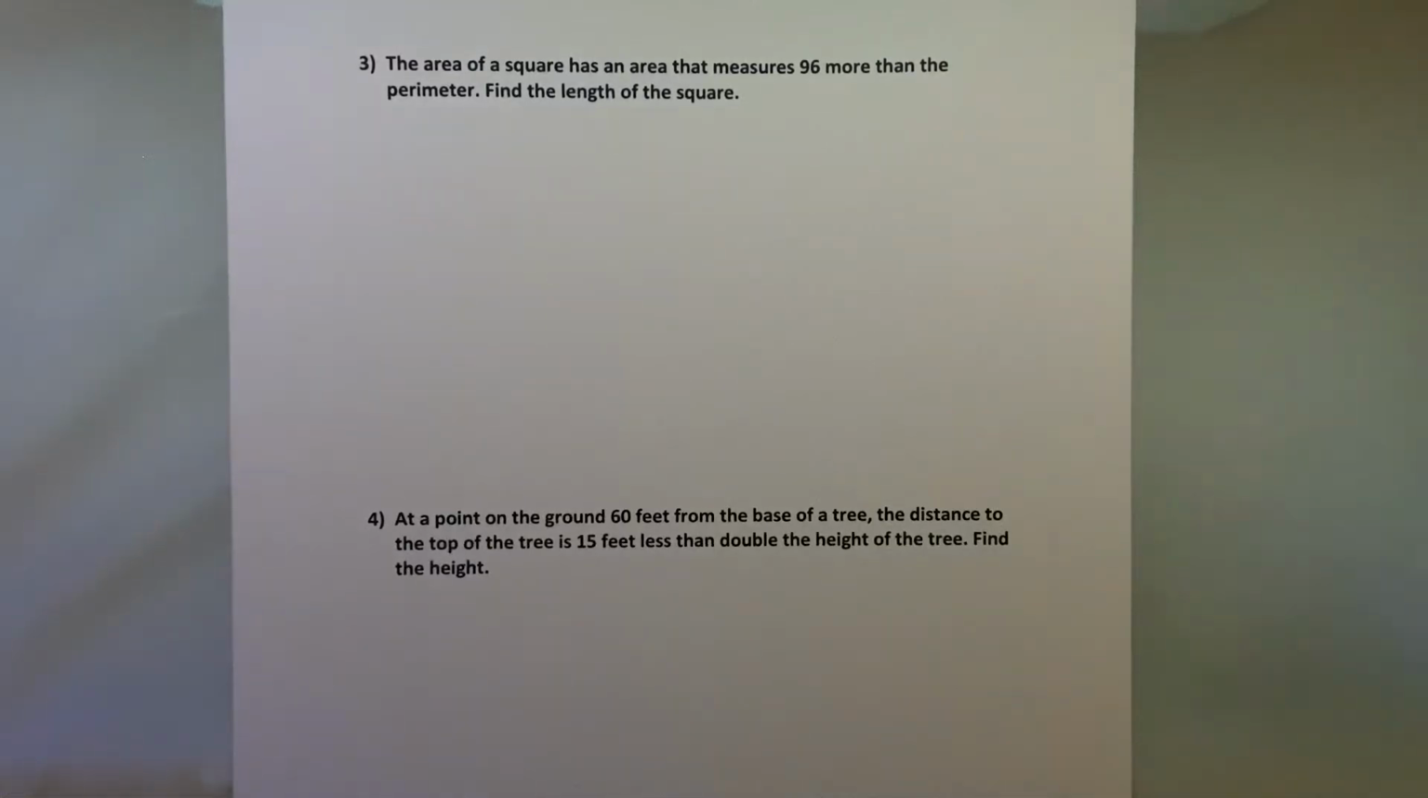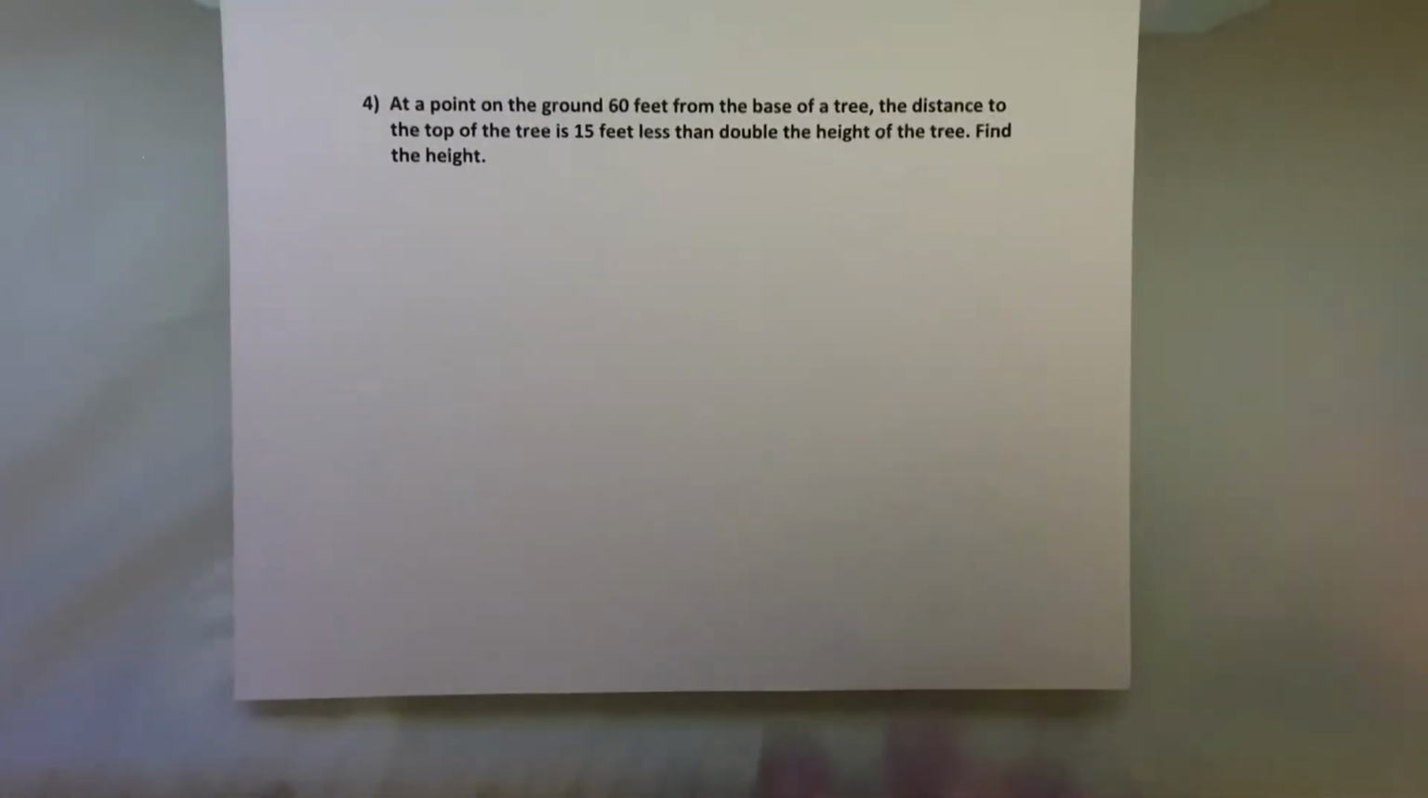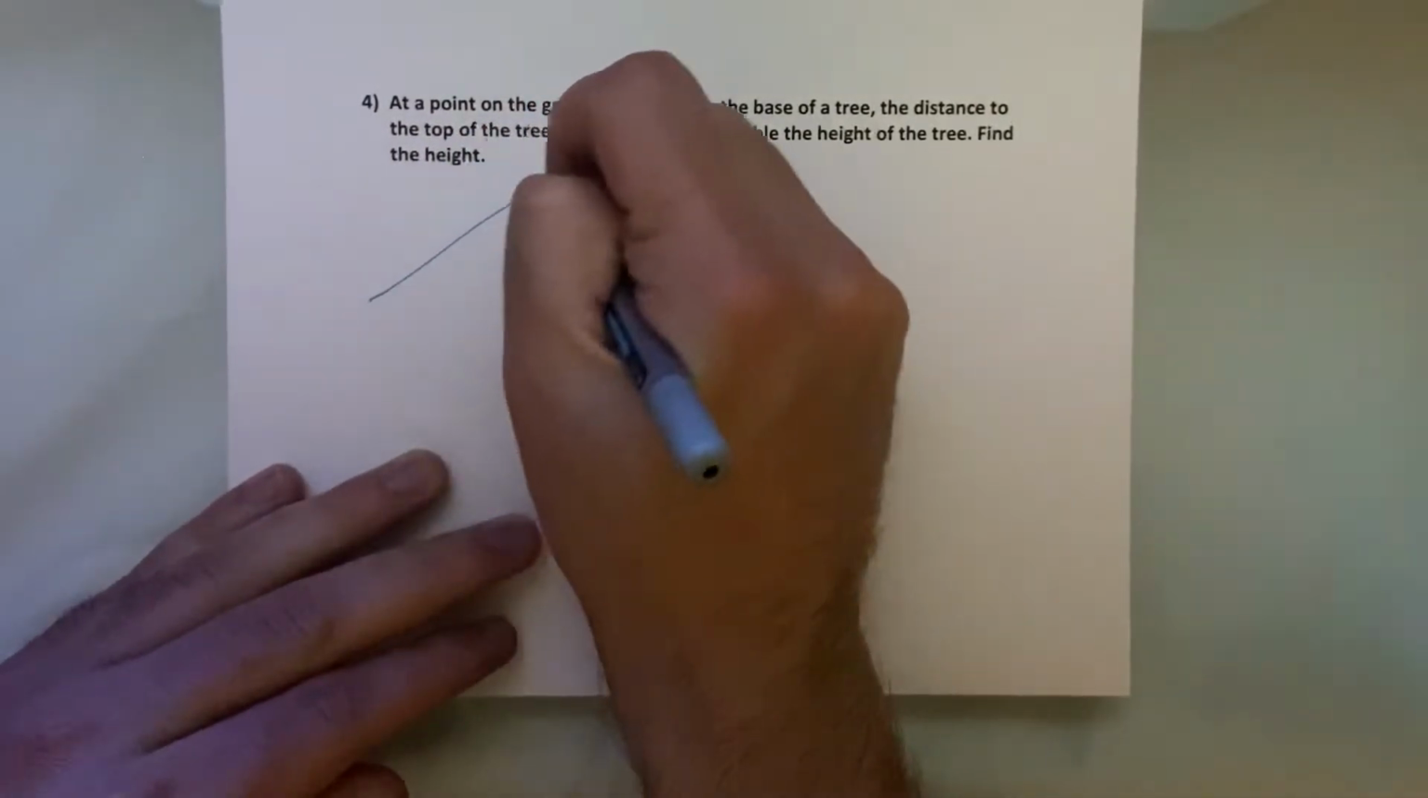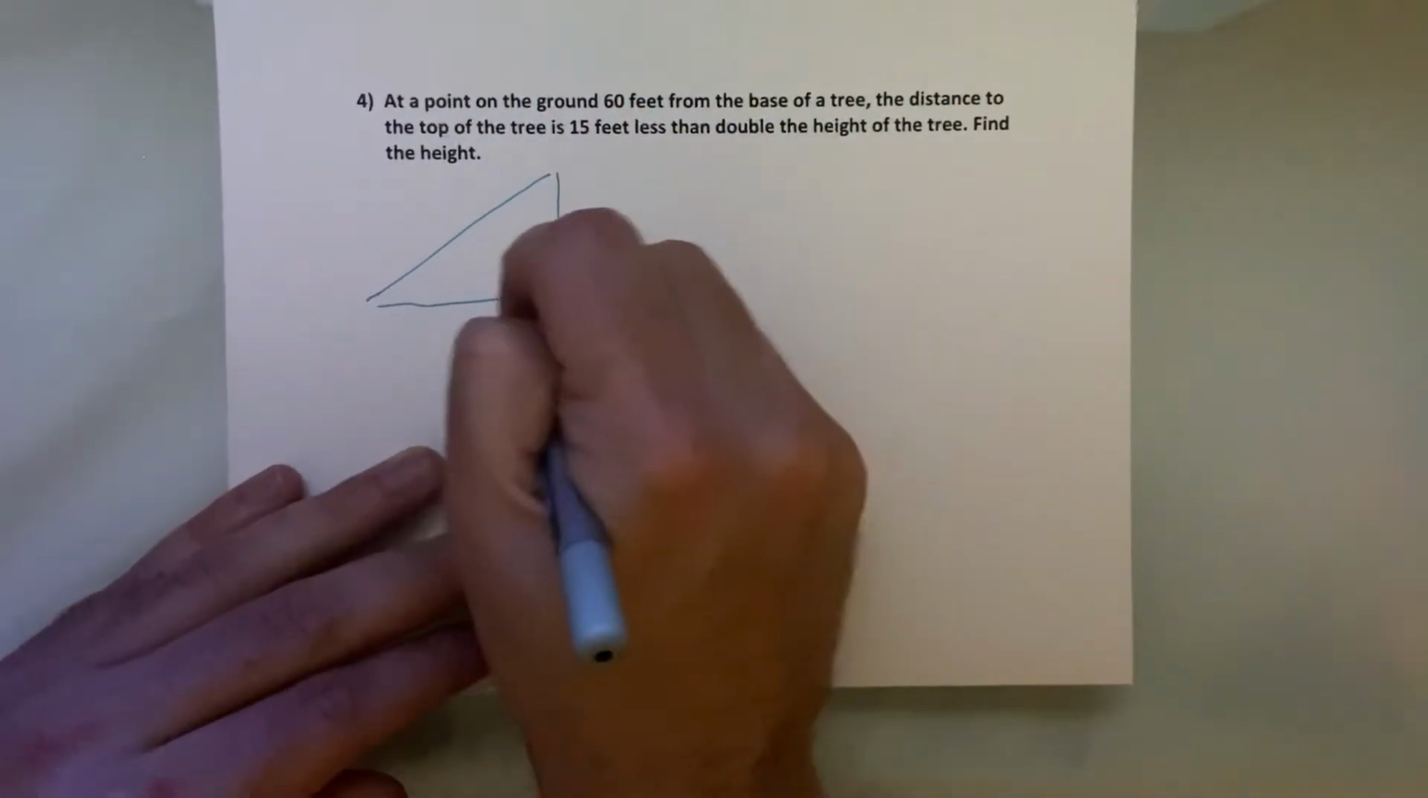Okay guys, let's continue with 1.5. We'll skip number 3 and go to number 4. At a point on the ground 60 feet from the base of a tree, the distance to the top of the tree is 15 feet less than double the height of the tree. Find the height.